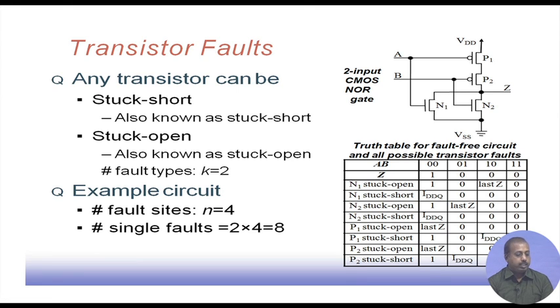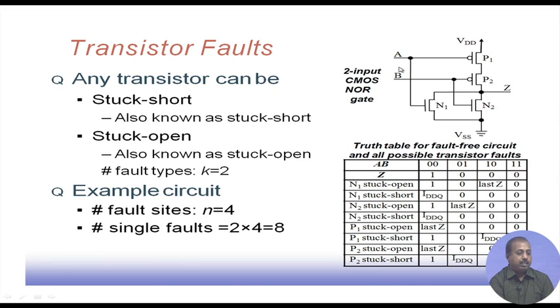So, here also K is equal to 2, and for this example circuit there are 4 transistors. So, there are 4 faulty sites, n equal to 4, and number of single faults: each of them can be stuck open or stuck short. So, the total number of faults is 2 into 4, that is 8.